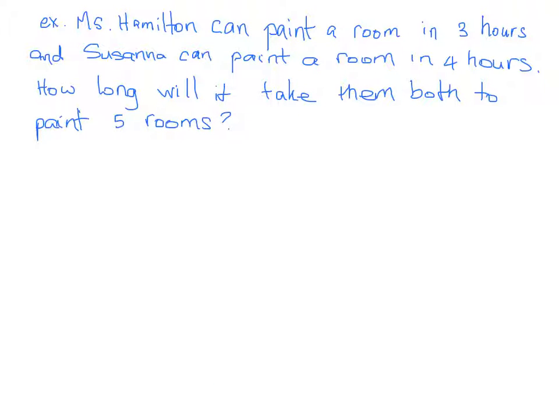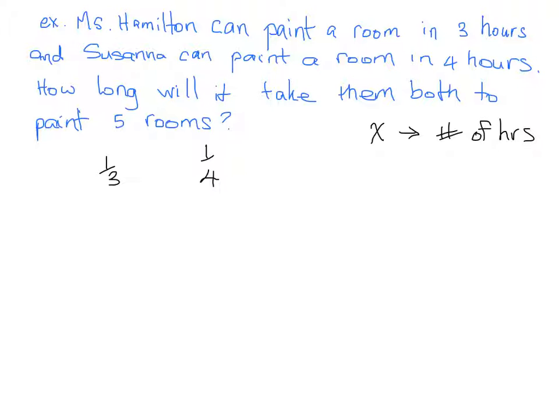After doing the last question, this question should be pretty simple. There's only one difference here. Miss Hamilton can paint a room in 3 hours. So that means her rate is going to be 1/3 room per hour. Let's write that down as one of the things that we know. And we know that Susanna can paint a room in 4 hours, so her rate is 1/4 room per hour. Now our unknown is the number of hours that it takes them both. So let's say x is the number of hours.